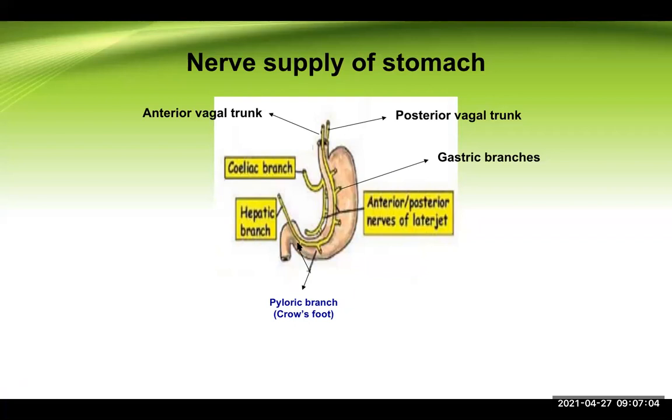So see there, the arrangement of this nerve almost looks like a crow's foot. Okay, so this can be an important term here. There's no more meaning apart from the appearance here.